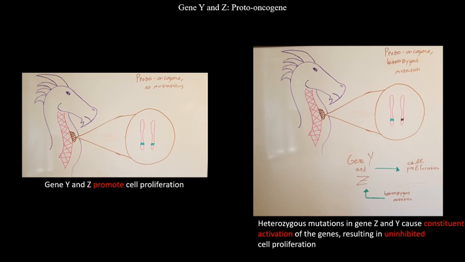While gene X inhibits cell proliferation, making it a tumor suppressor gene, genes Y and Z promote cell proliferation, making them proto-oncogenes. Both alleles code for cell proliferation, so a mutation in one allele that increases cell proliferation is dangerous enough on its own without a second mutation in the other allele, which remains wild-type in a heterozygous mutation. This heterozygous mutation in either gene Y or Z results in the proto-oncogenes becoming oncogenes, which are genes that are constitutively, or constantly, activated, resulting in perpetual cell proliferation.